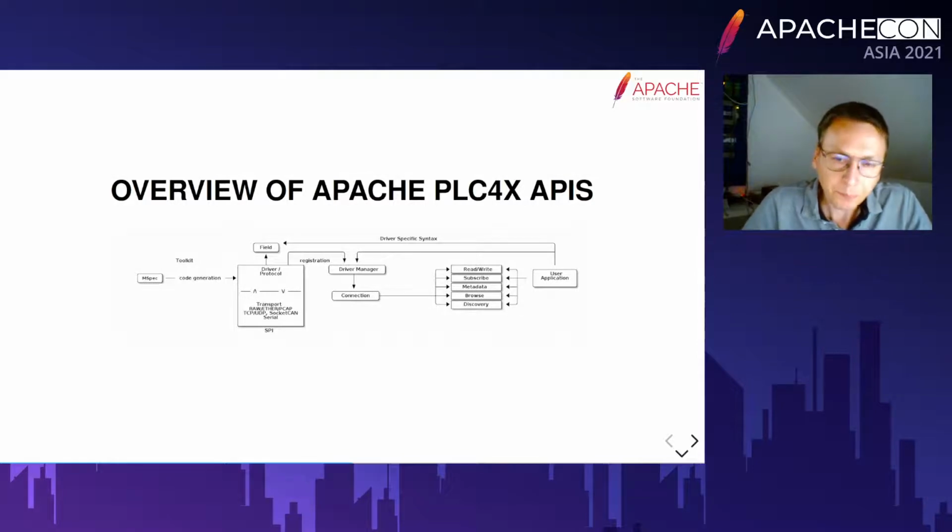And now a very quick look at the Apache PLC4X API. There are several parts which we can outline. There is an SPI which allows you to wire in new transports. There is a toolkit part which I mentioned before. This is an MSpec message specification which can be used to generate code and then be used in the driver and protocol implementation. So these are there.